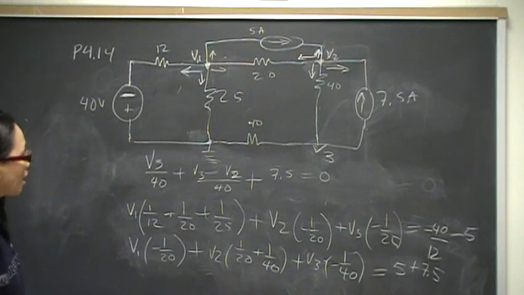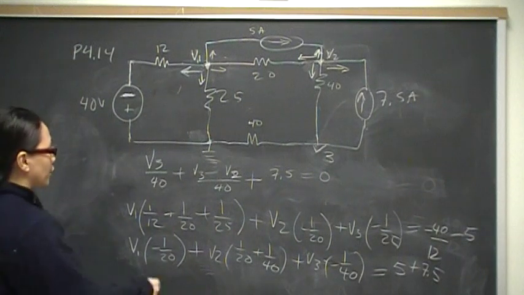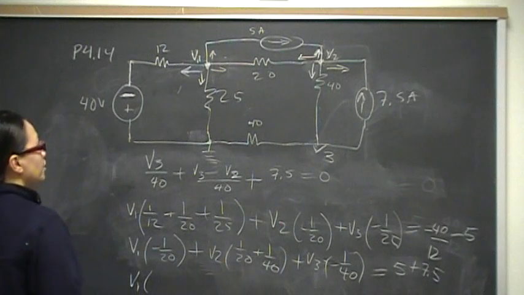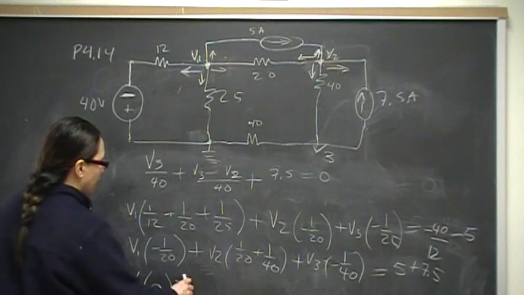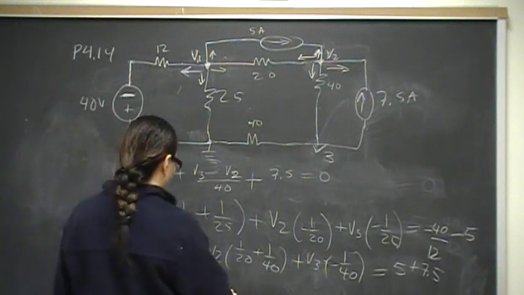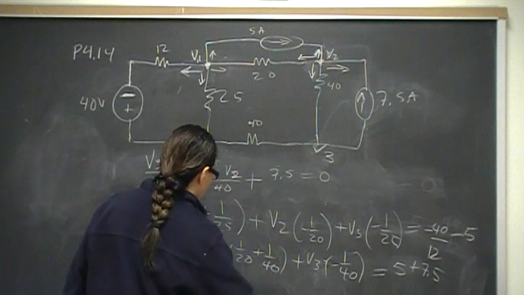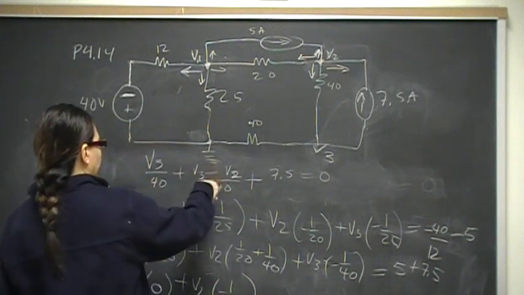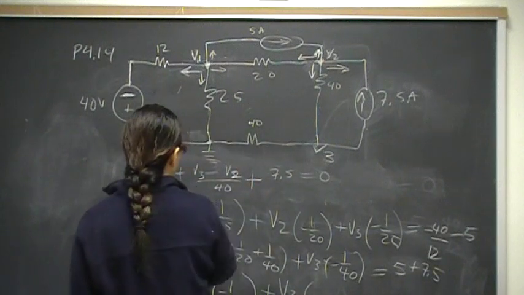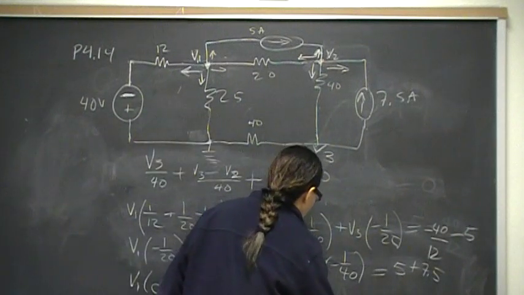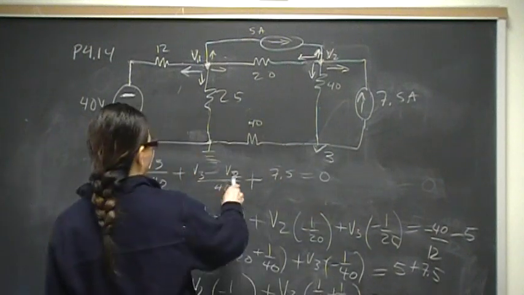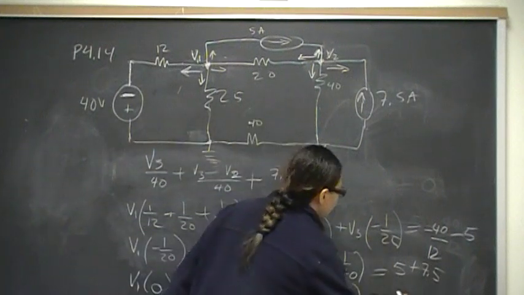Okay, so now we're going to rewrite this in a way that's easy for our calculator. There's no V1, so 0 V1 plus V2. We have a -140 coefficient for V2, 140. And then for V3, we have 140 plus 140. Okay, and positive 7.5 becomes -7.5 over there.